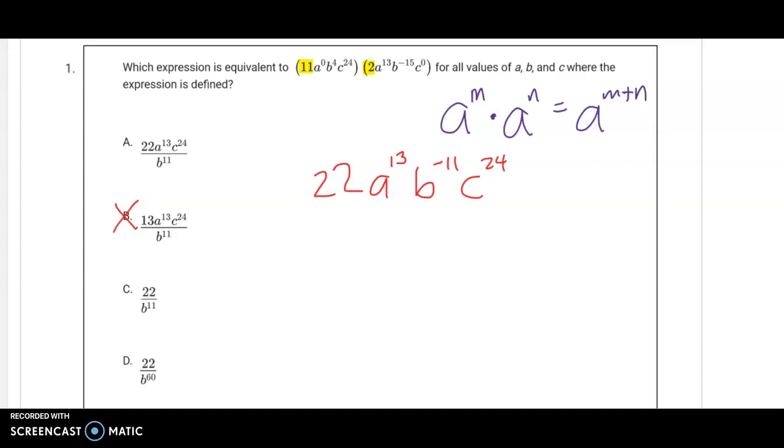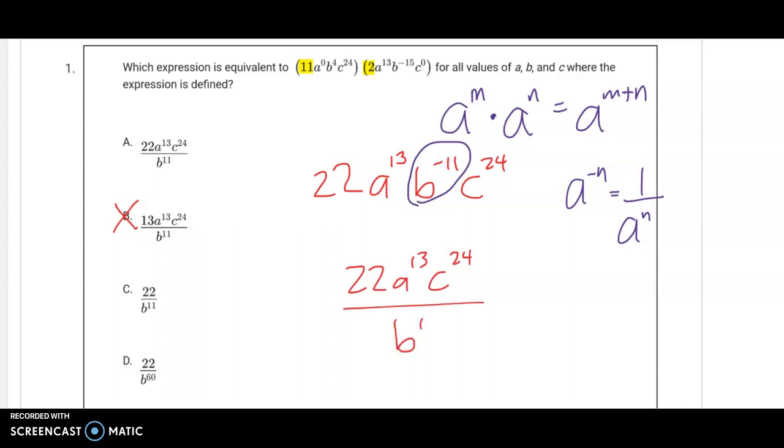Now your answer isn't done because there is one more rule that we need to use, which states that if you have a negative exponent, you can move it to the denominator to make it positive. So we're going to do that. This one will need to move to the bottom. All the rest of them have positive exponents already. So 22a to the 13th and c to the 24th will remain in the numerator, while b will move to the denominator, and now the exponent is positive, which is answer choice A.